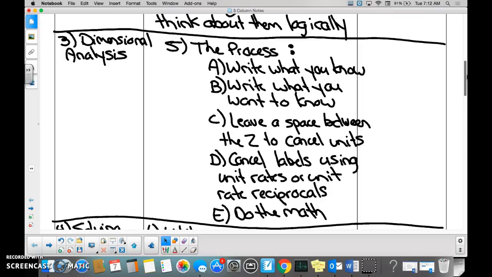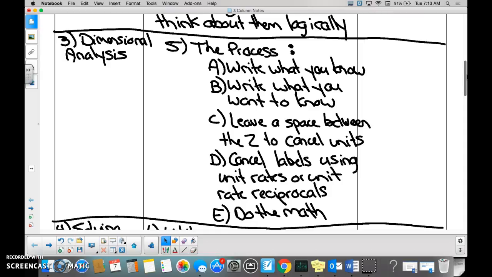Letter C, leave a space between the 2 units so that you can start canceling and do the math. D, cancel the units using unit rates or unit rate reciprocals. That means either the bottom is going to be 1 when you're canceling or the top is going to be 1. My advice always is to cancel 1 unit at a time. Once you have one of your units canceled to whatever you need to solve for, then you work on the other unit, the second unit.